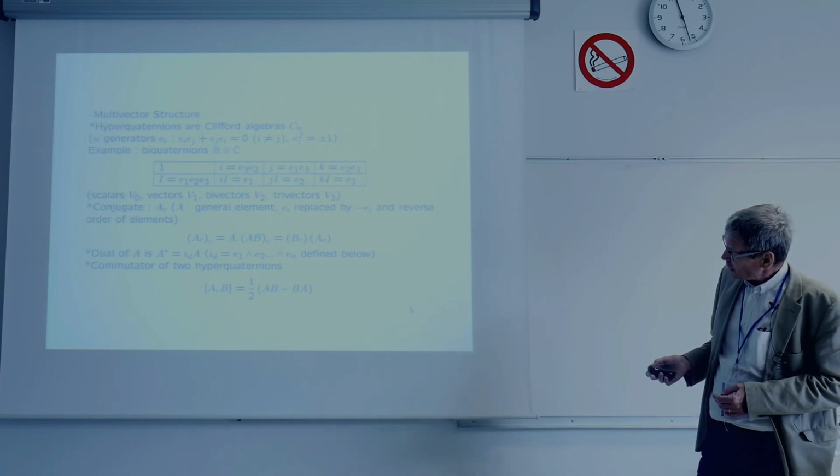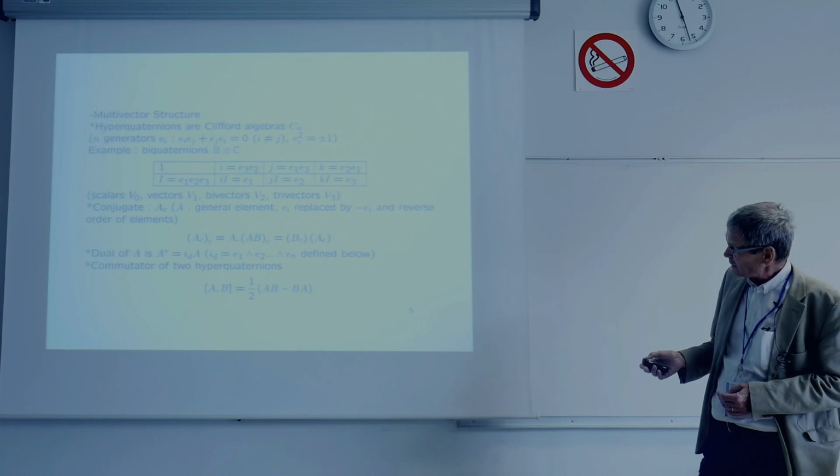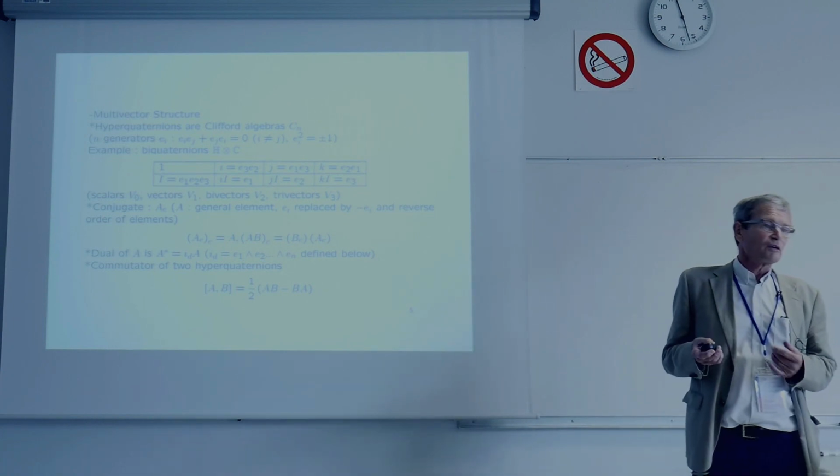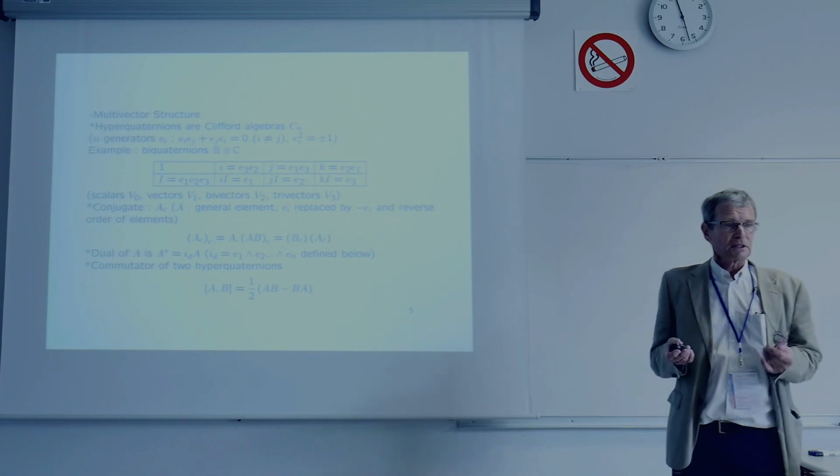We call the scalars V0, vectors V1, that is, we take just this part, bivectors, we just take this part, and trivectors, we just take this part. So in the same algebra, we have all the different components of the 3D physics.